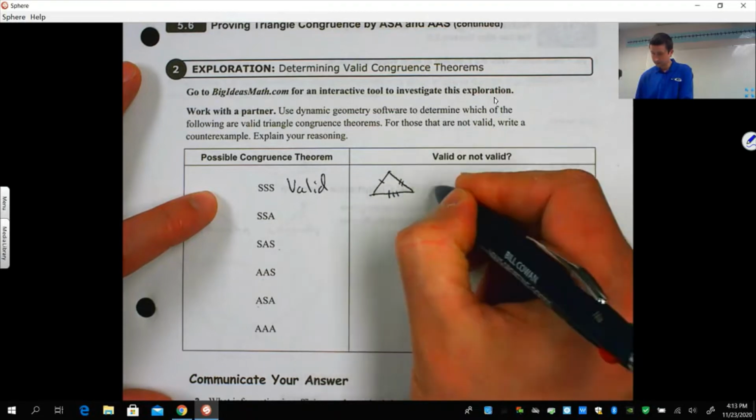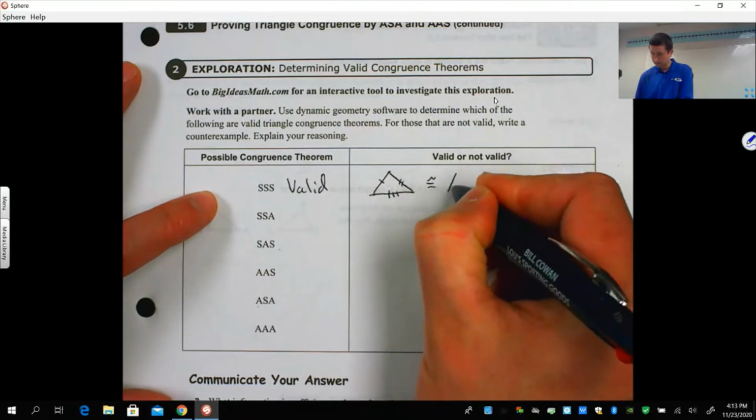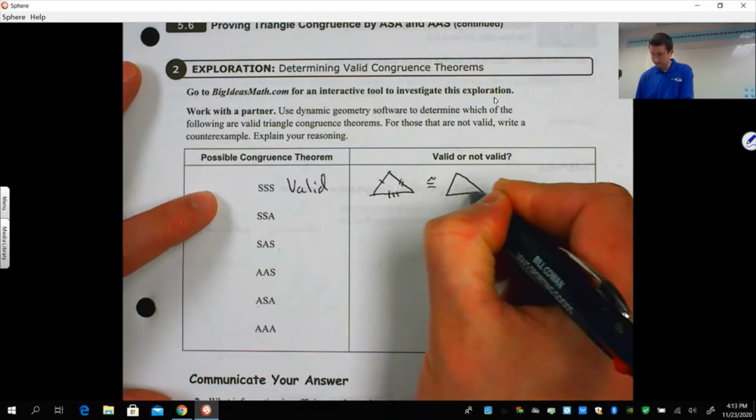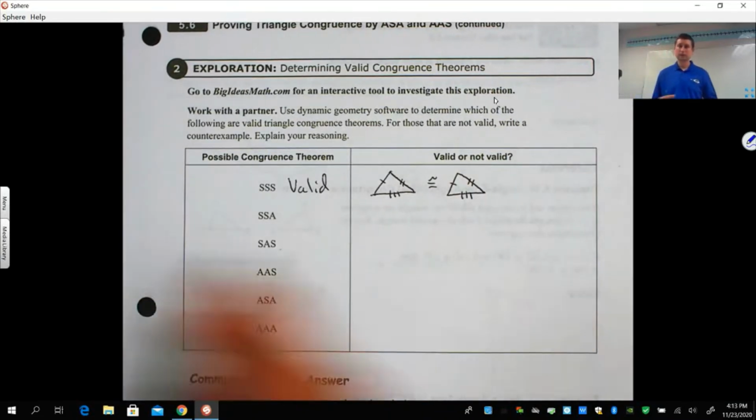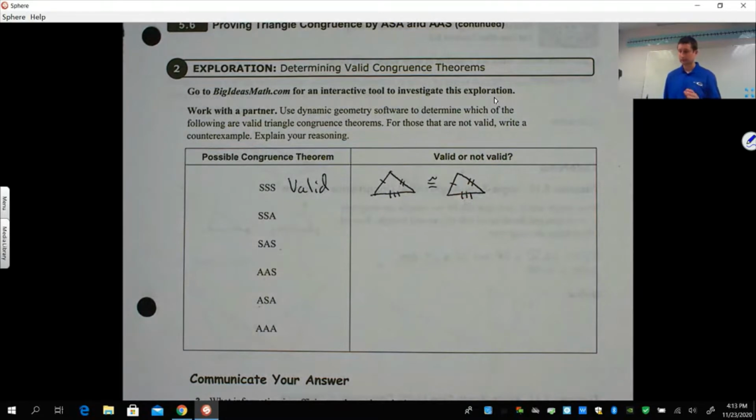So SSS is valid. We've shown that, we've proven it already, that if you have two triangles that each have the same length sides, then those two triangles are going to have the same dimensions, same angles, everything's going to be the same. It's going to be the same size, same shape.